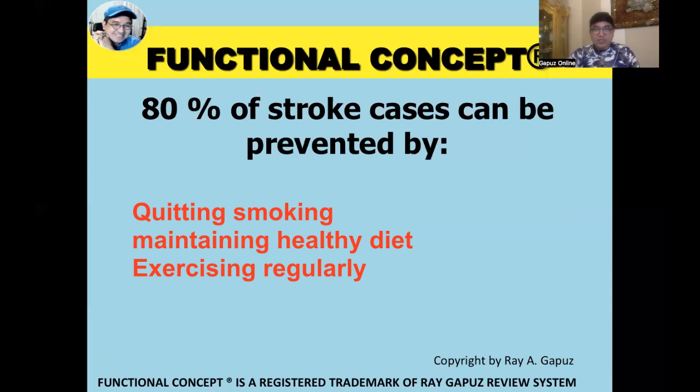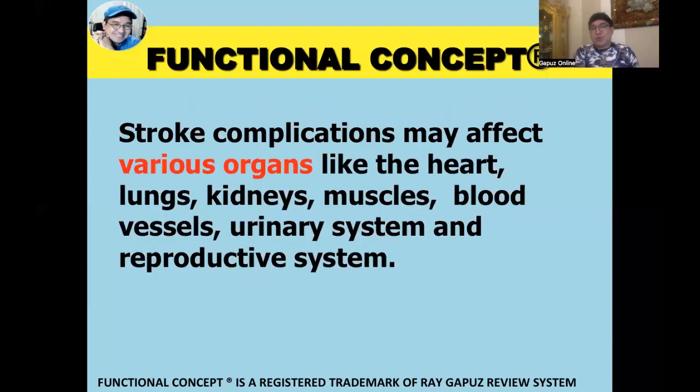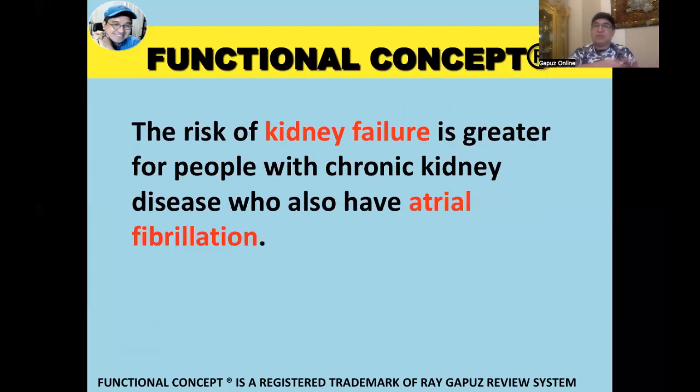Okay, so 80% of stroke cases can be prevented by number one, quitting smoking, number two, maintaining a healthy diet, and three, exercising regularly. So stroke complications may affect various organs like the heart, the lungs, the kidneys, the muscles, blood vessels, urinary system, and the reproductive system. Now, I'd like to highlight these functional concepts.